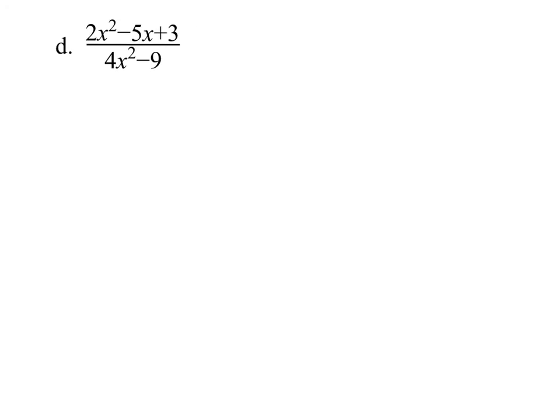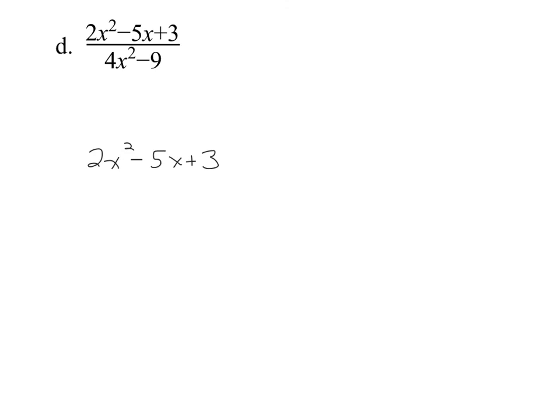Okay, let's look at D. Now, if you look at D, the top is 2x squared minus 5x plus 3, nothing I can take out. The bottom is 4x squared minus 9, nothing I can take out. So let's look at these two polynomials and try to factor them individually.